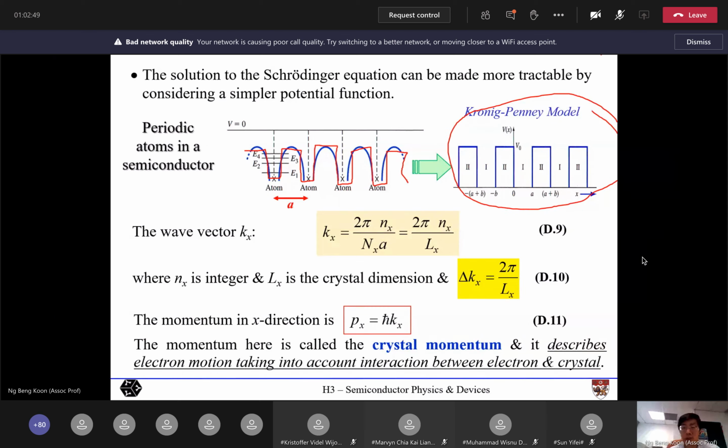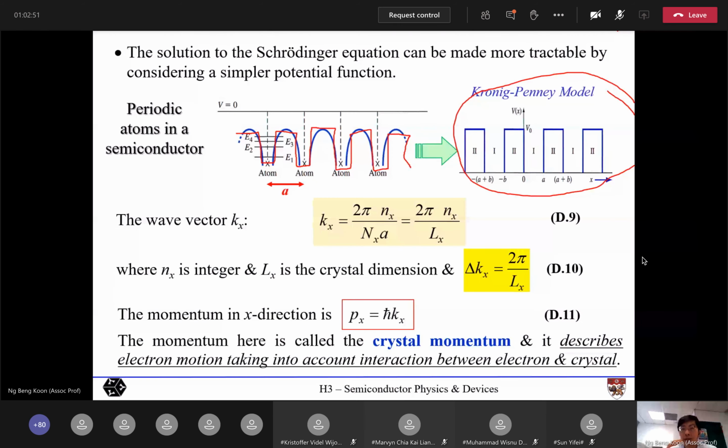So this approximation was invented or used by some scientists, and collectively we refer to this as the Kronig-Penney model. It's an approximation to make it easier to solve the Schrödinger equation so that we can get an analytical expression.